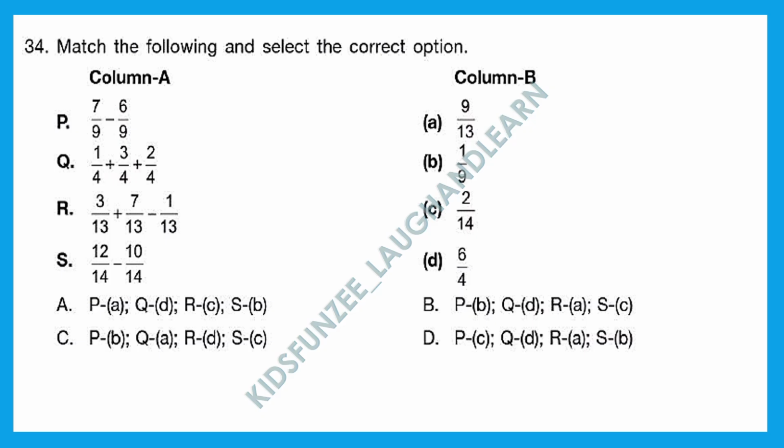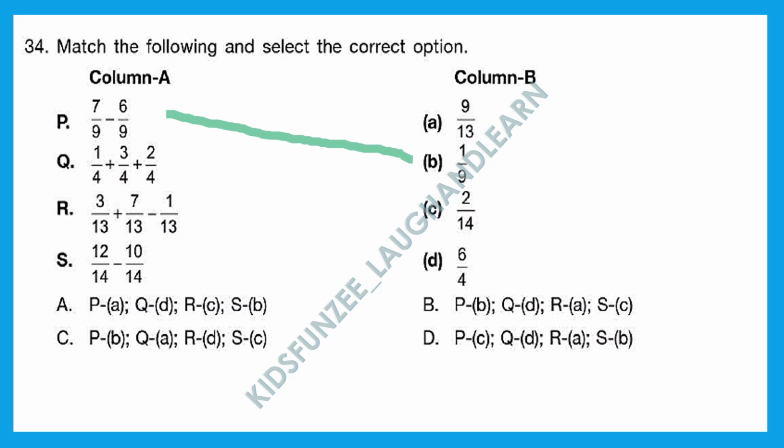Question 34. Match the following and select the correct option. So there are some expressions at column A and then answers at column B. So let's find here. P is 7 by 9 minus 6 by 9. So I have already told earlier that if denominators are equal, then we will subtract only numerators. 7 minus 6 by 9, which is 1 by 9. So P will match B.